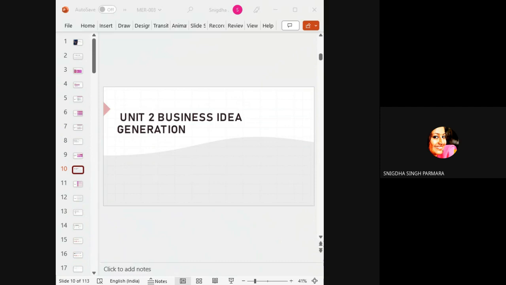Okay, so I will proceed with Unit 2, which is business idea generation. So, how a business idea is generated. It can be through self help groups, it can be through other meetings, it can be through some cooperative, with the help of some cooperative societies. So, how exactly is a business idea generated?